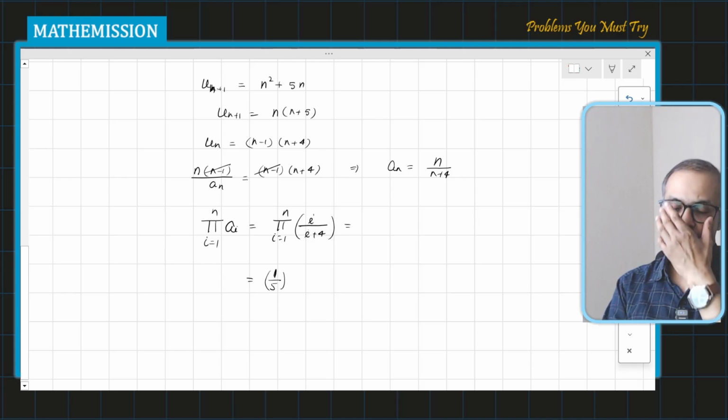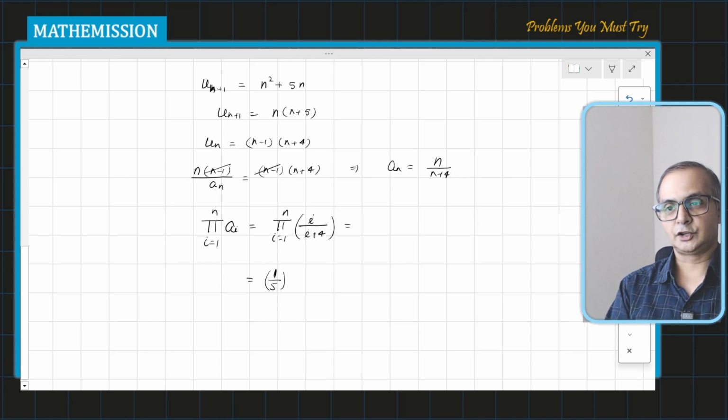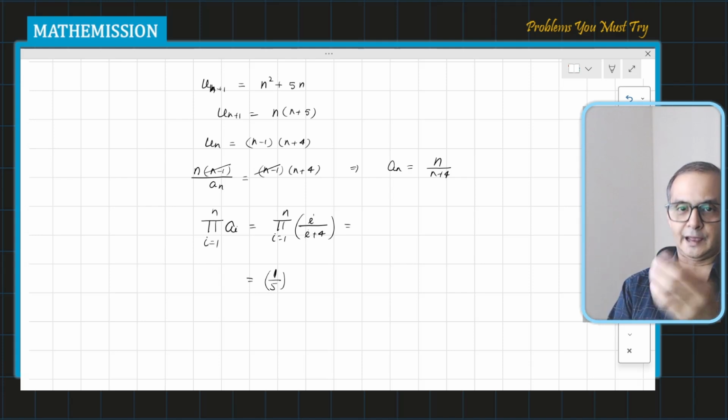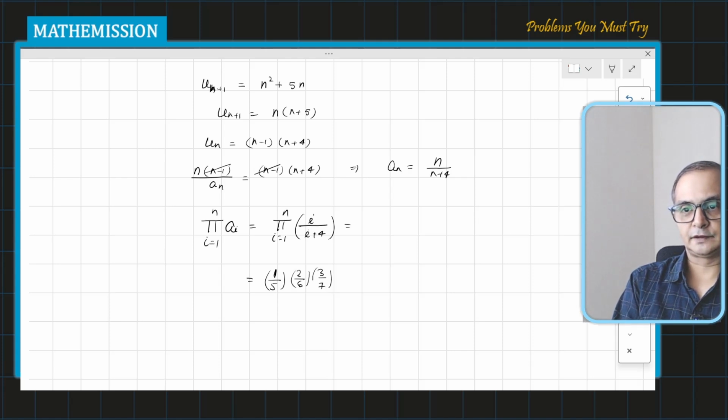Because the difference is 5 here, we should think a little bit wisely, because it's not a summation, it's a product. So until we reach the fifth term, we can't get the cancellation happening. So let's just reach there. So 1 by 5, then you get 2 by 6, then 3 by 7, then 4 by 8, then 5 by 9, and one more, 6 by 10, and so on.